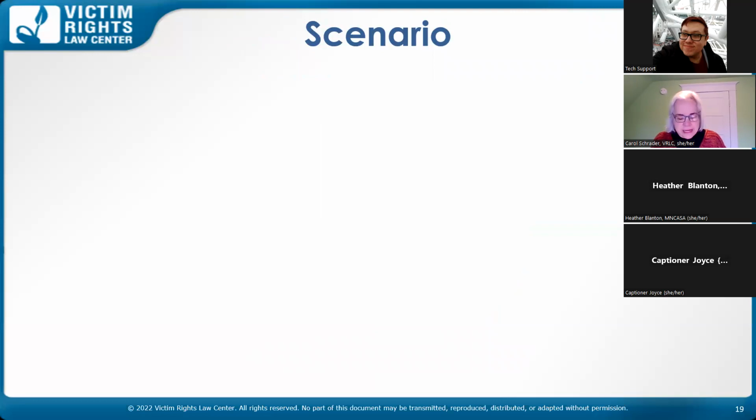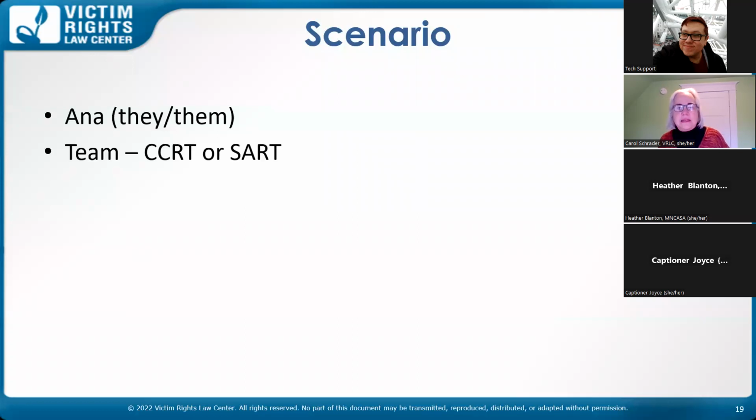To further engage with this topic, we're going to look through a scenario. So Heather, if you could just move through the slide as I touch on the points. This scenario involves Anna. Anna uses they, them pronouns. The team that we're talking about in these is a coordinated community response team or a sexual assault response team doing case file review. LEA and LEO refer to law enforcement agencies or law enforcement officers. The victim advocate referenced in the scenarios is a VAWA-funded sexual assault advocate providing victim services.